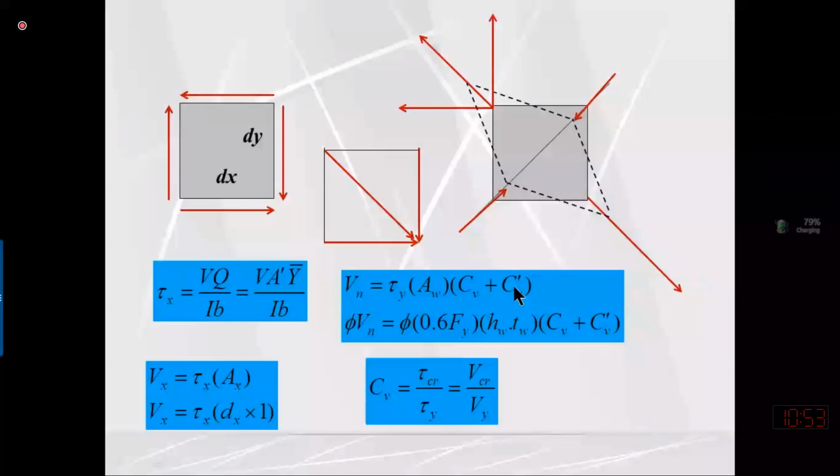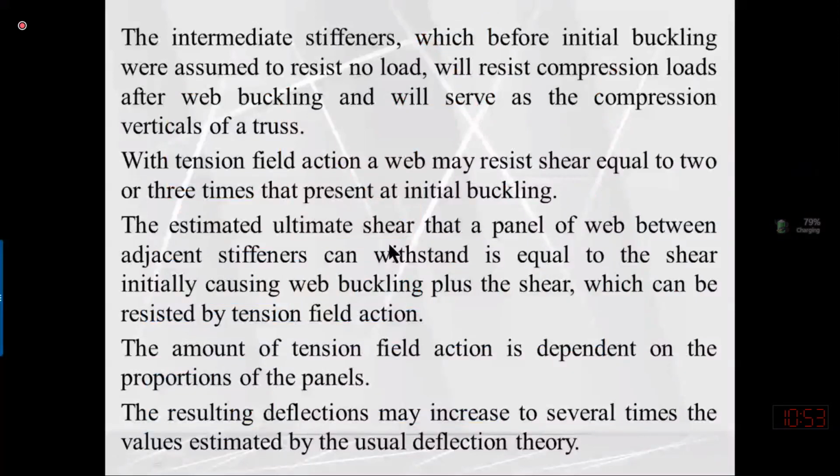The ultimate shear that a panel of the web between adjacent stiffeners can withstand is equal to the buckling strength of the web alone plus the shear strength contributed by tension field action. I have just explained that the amount of tension field action depends upon the proportioning of the panel. Proportioning of the panel means the spacing of the intermediate stiffeners. The closer the stiffeners, or the smaller the a value, the more will be the tension field action.